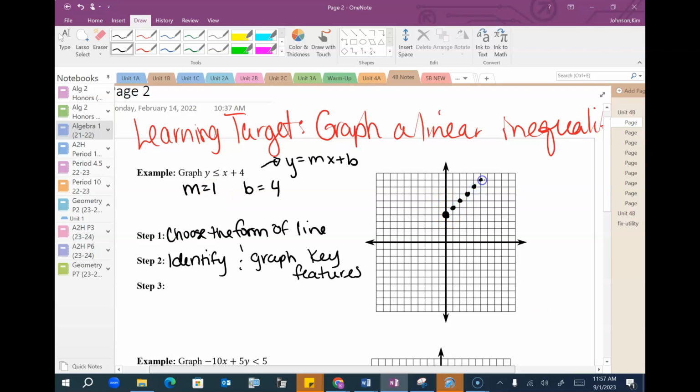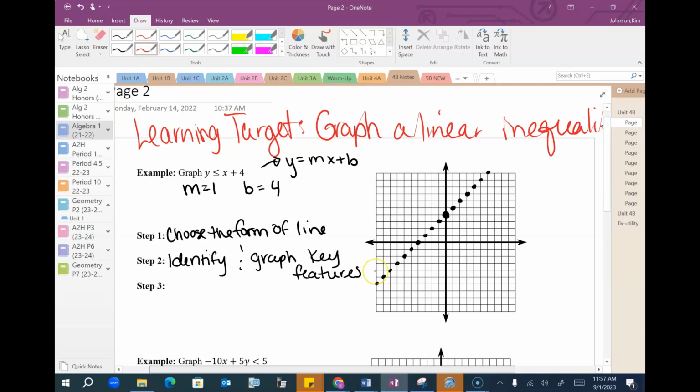And I want to make sure I continue all the way through the grid. For graphing inequalities, it is really important that your line extends throughout the entire grid, because when you shade, you want to make sure that you're only shading solutions. And if your line doesn't extend, it might get a little bit crooked, and then you could end up shading answers that aren't actually solutions.